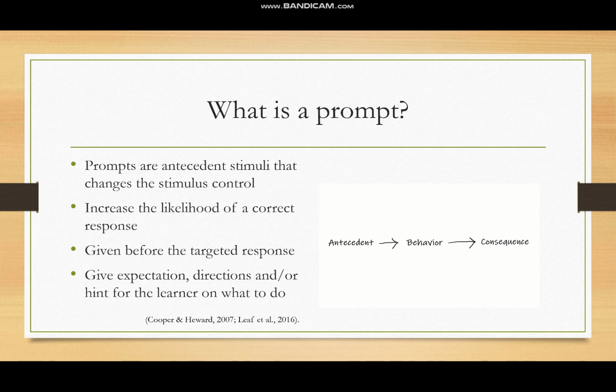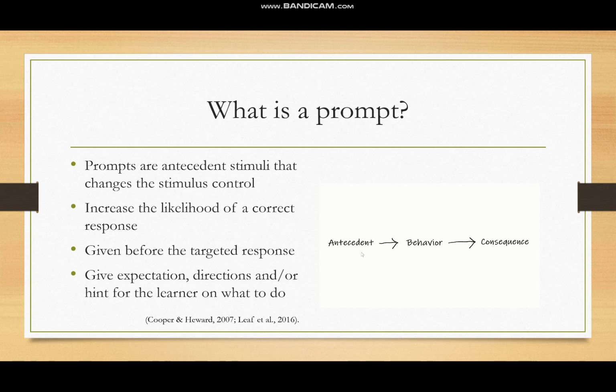What is a prompt? We're going to watch a video on the definition of a prompt that I created earlier. In ABA, we have something called three-term contingency. We have the antecedent stimuli, the behavior, and the consequence. The antecedent is an event that occurs before a behavior. Then the behavior occurs, followed by the consequence that occurs after the behavior.